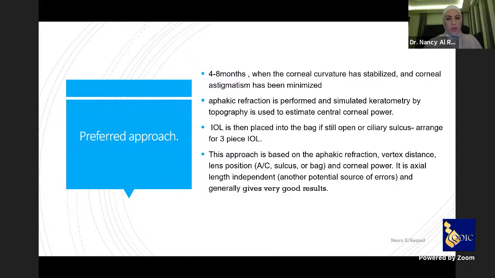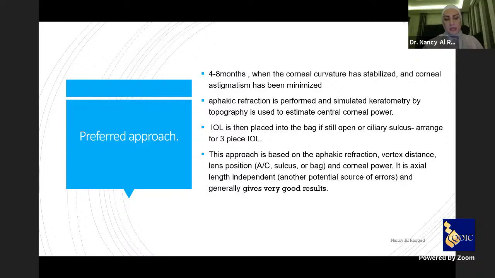Now, the preferred approach is this. You wait for 4 to 8 months. When the corneal curvature has stabilized and the corneal astigmatism has been minimized, you do an aphakic refraction with simulated keratometry by topography to estimate the central corneal power. And then you go in another procedure, you place the lens in the bag, if it's open, or the ciliary sulcus, and usually arrange for a 3-piece IOL. Now, this approach is based on the aphakic refraction and the vertex distance and the lens position and corneal power.